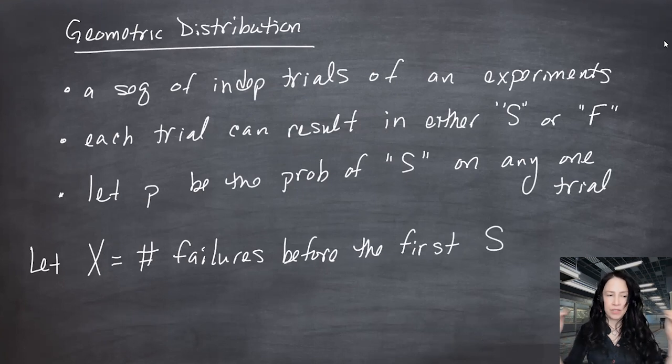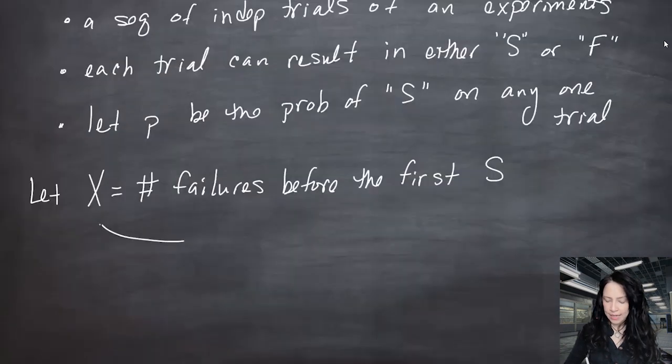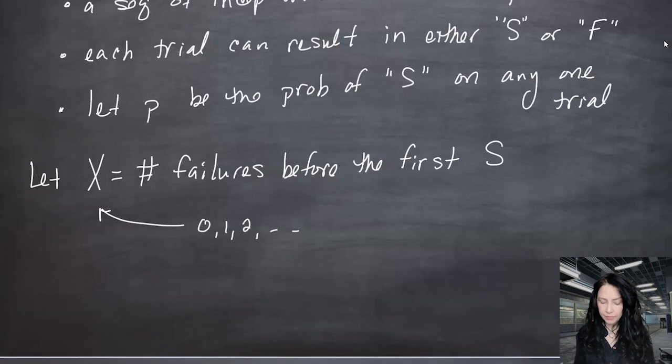So if you imagine looking at your trials, failure, failure, failure, success, and counting that, you'll realize quickly that X can take on the value zero because you can have success right off the bat, or it could take on the value one, two, three, and there's actually no upper bound. So this can take values zero, one, two, on up. And last time we were looking at the probability that X equals some little x, in other words, the probability mass function.